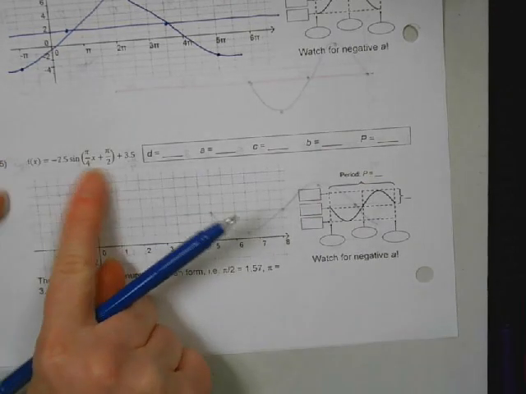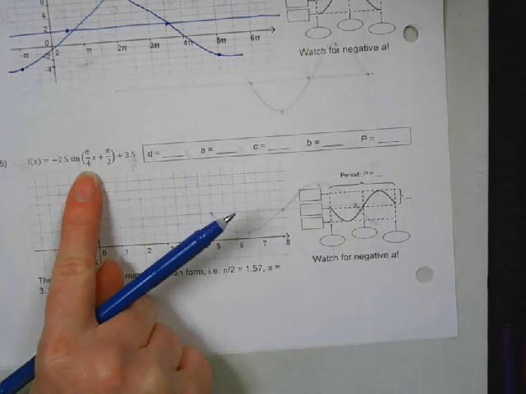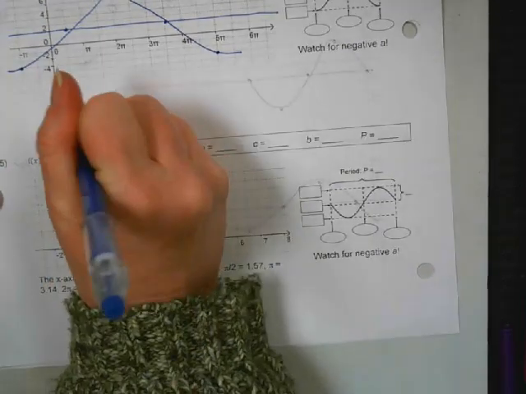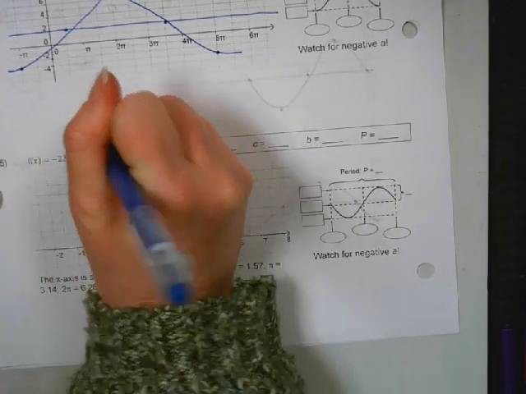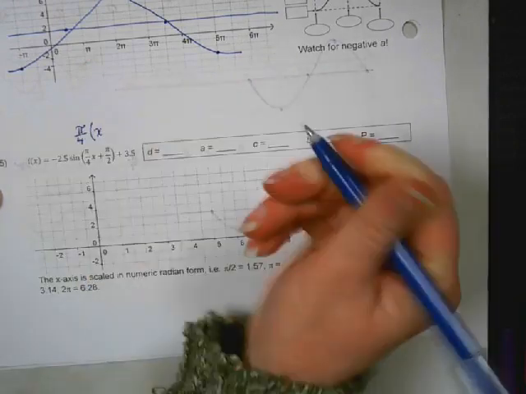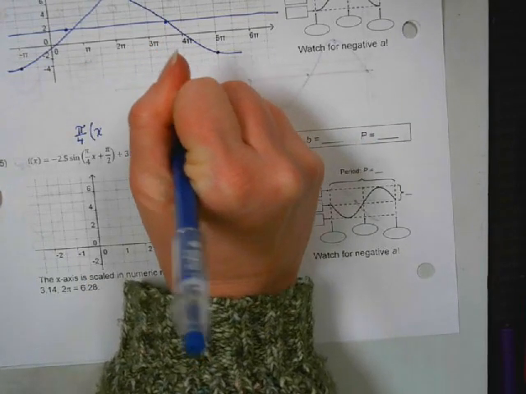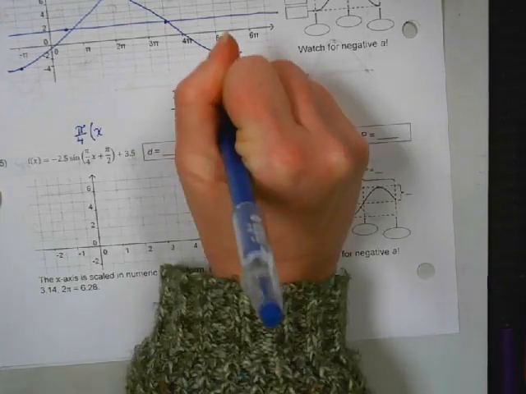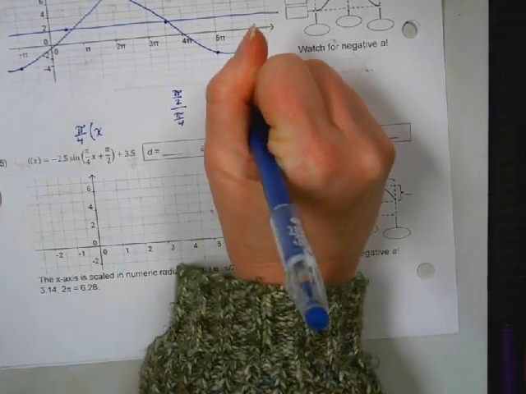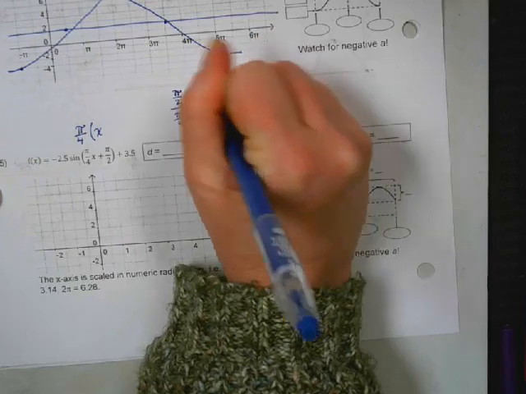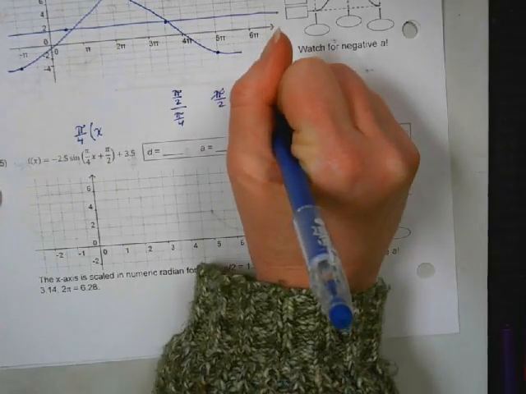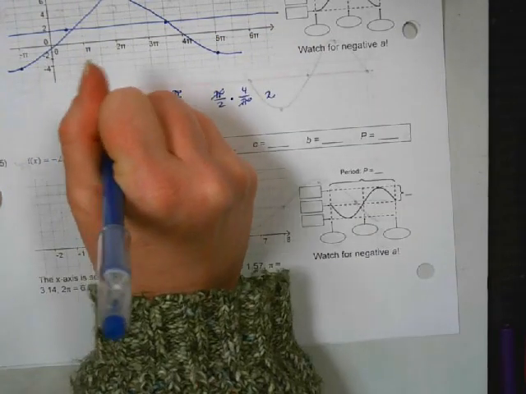On this one, you have to factor out pi over 4. So that would be half pi divided by pi over 4, which you keep, switch, and flip. Your pi's cancel, and you get 2. So it would be x plus 2.